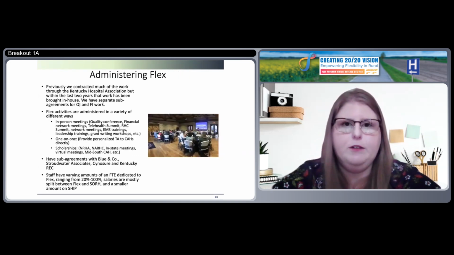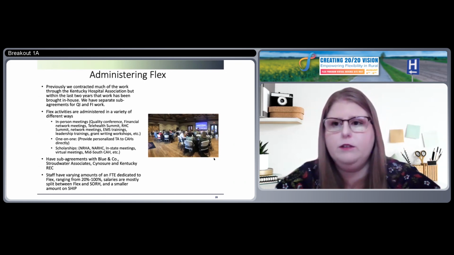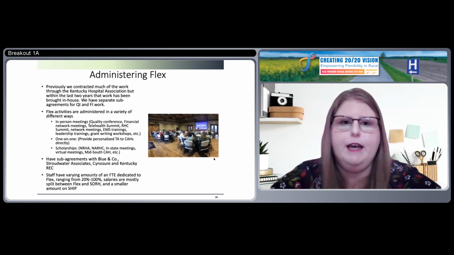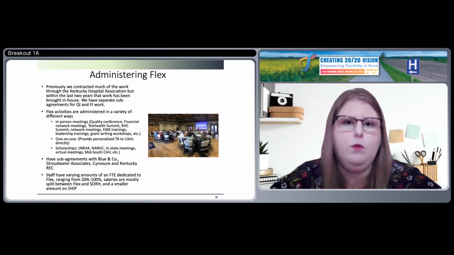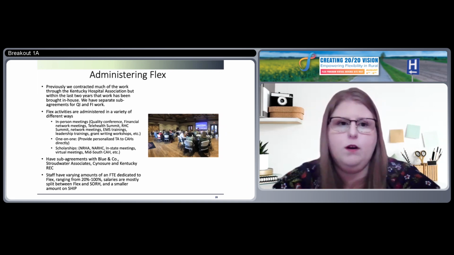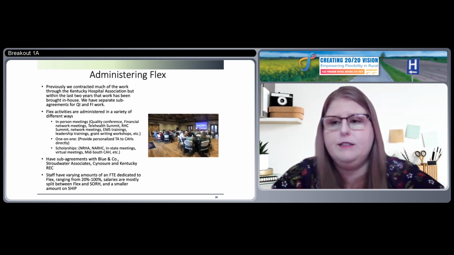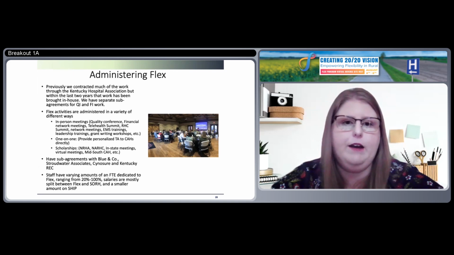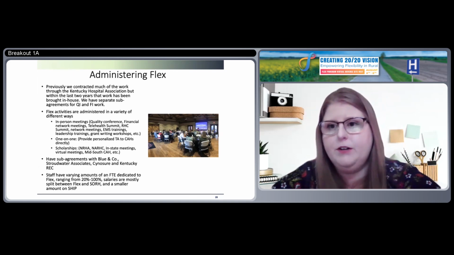So when we look at administering Flex, we used to contract a lot of that work through the hospital association. Within the last year, we have brought a lot of that in-house. So we have sub-agreements for a lot of the quality and finance work, but we sub-agree those out ourselves. We actually don't have contracts this year. They're sub-agreements and they're vendors.